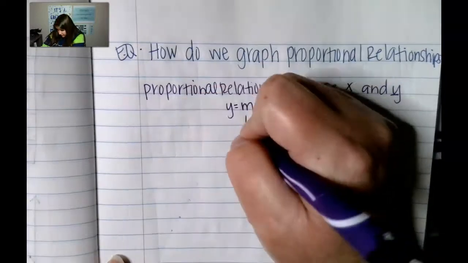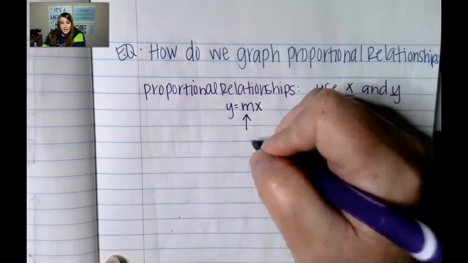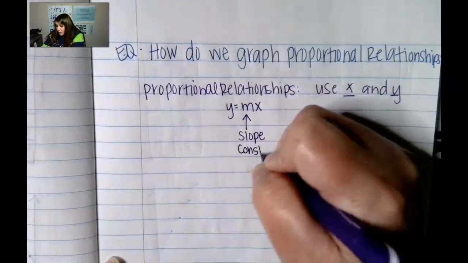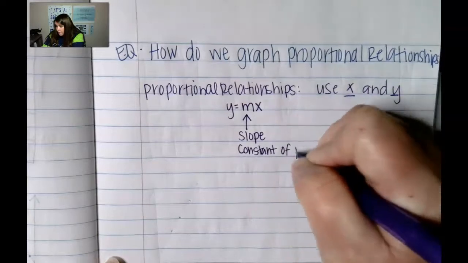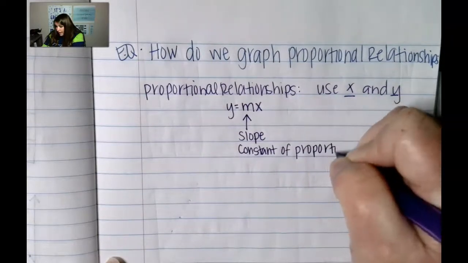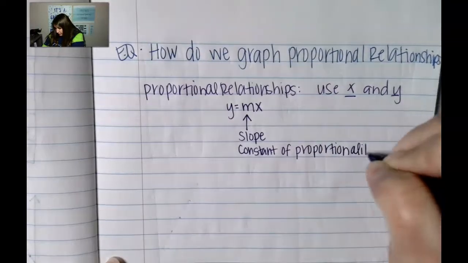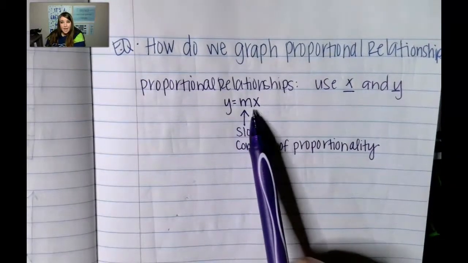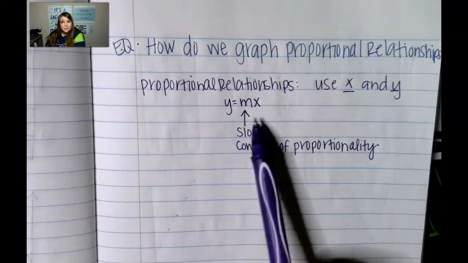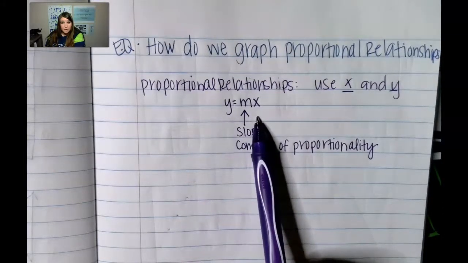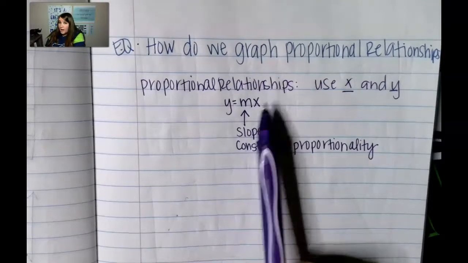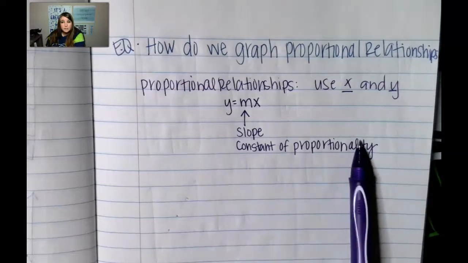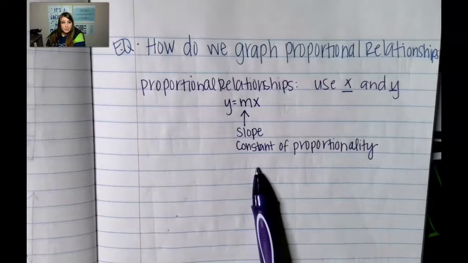So this m right here is the slope, but it's now also going to be called the constant of proportionality. So this means that for whatever change we make, x and y are going to be related to each other. I'll go over to x, up to y. We're graphing it because the slope tells us what to do. So this is the constant of proportionality.